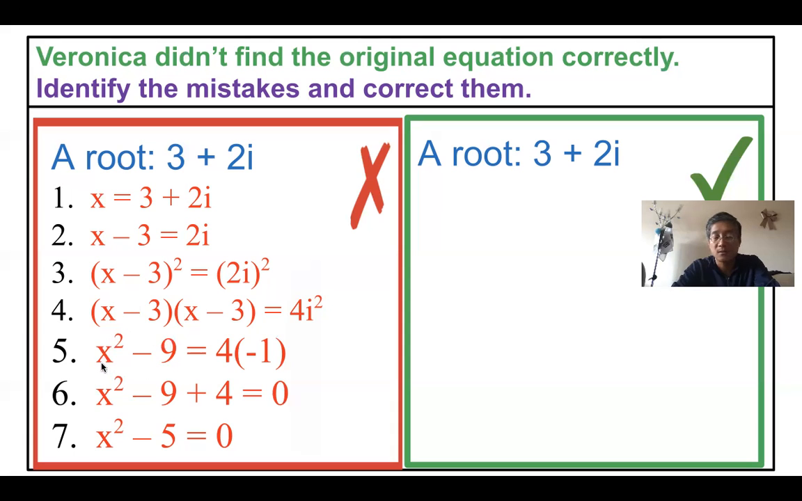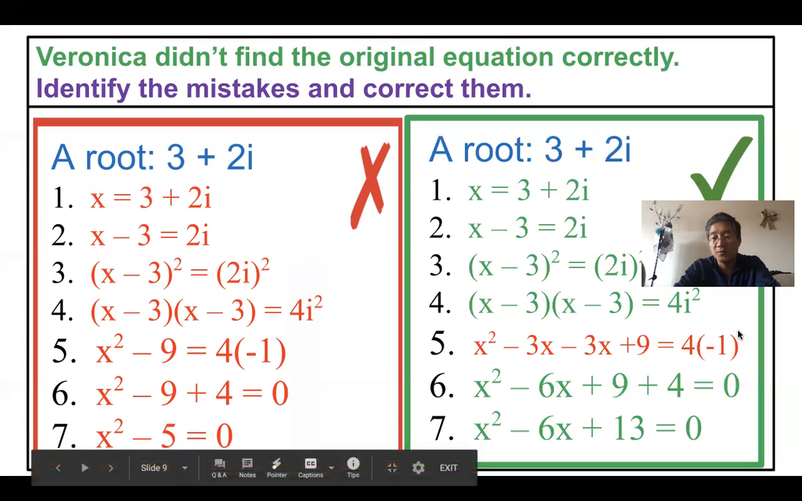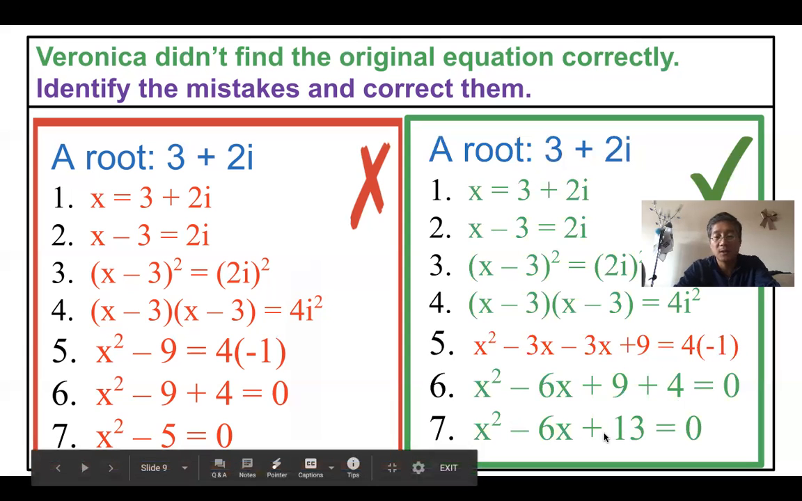This is the error, right? So you should have what? x squared minus 3x, and then this is not minus 9 either, plus 9 equal to 4 times negative 1. So step 5 was the error. So let's go and you should change it. And then you simplify. Combine like terms. Minus 6x, right? And then move negative 4 to this side by plus 4. So combine, and then you will have 13.